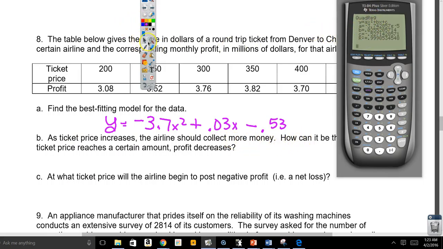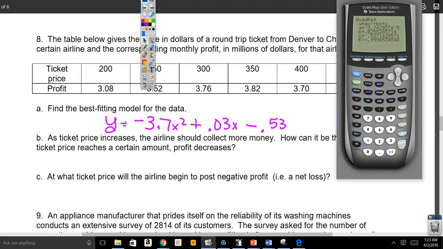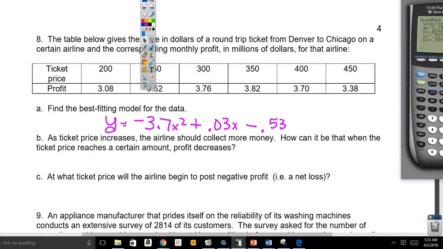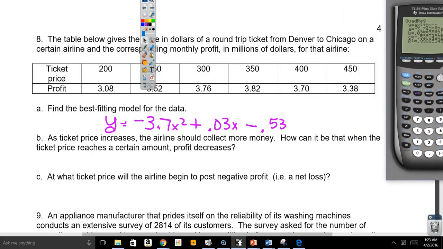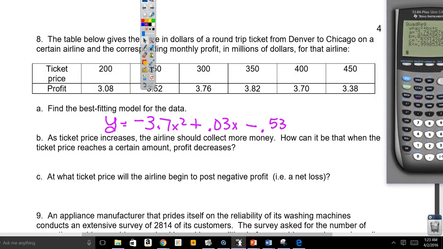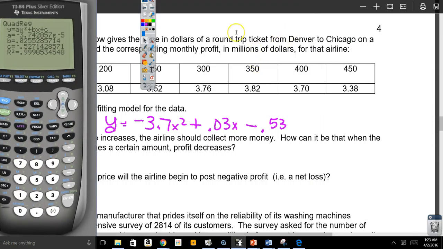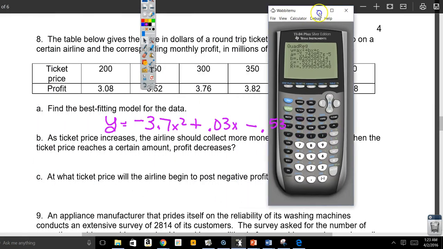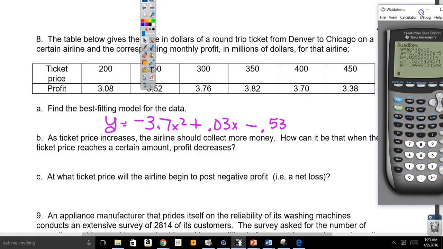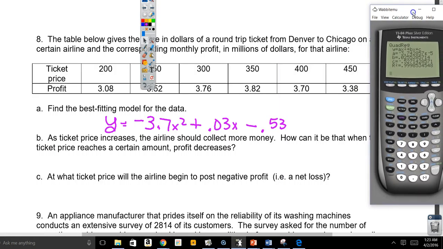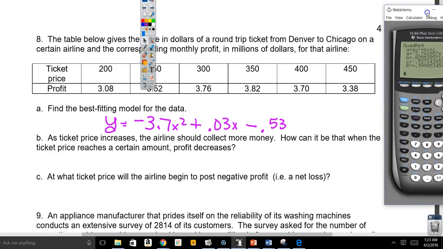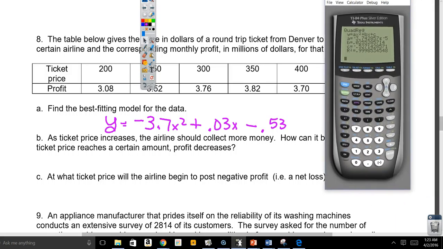How can it be that when the ticket prices reach a certain amount, profit decreases? Because fewer people are going to buy tickets the more they cost, so with fewer people, you're going to make less profit. At what ticket price will the airline begin to post negative profit or a net loss?